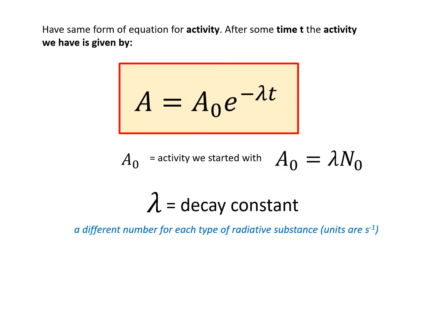We can also rewrite that in the same form. If we define our starting activity, A0, as lambda times the starting amount of radioactive substance, N0, then the activity at any given time is our starting activity times the exponential of minus the decay constant times the time.